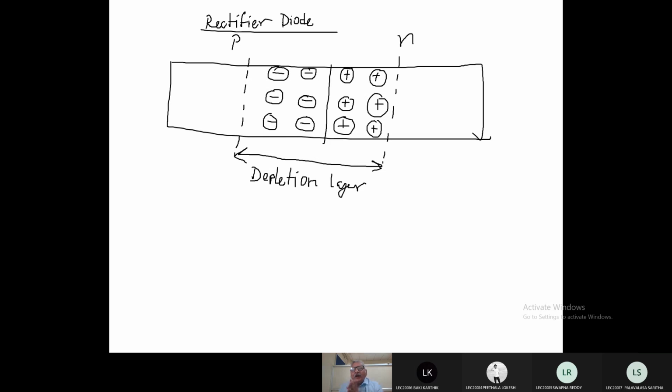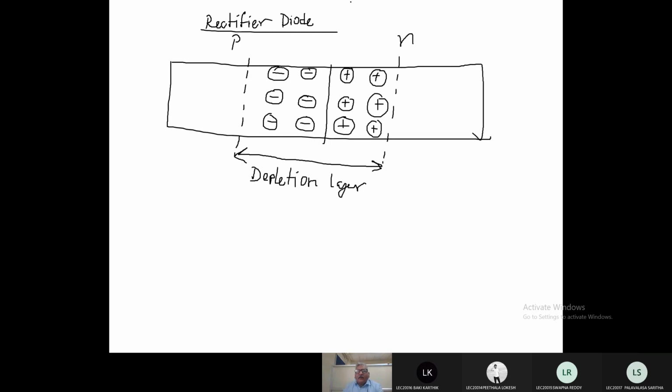Again, I repeat, why do we get this positive ion on the N side? Because we have added a pentavalent impurity, with 5 electrons in the outermost shell. 4 electrons form covalent bonds with the neighboring silicon atoms, and the fifth electron is loosely attached. If that fifth electron becomes free from the pentavalent impurity atom, then the atom will become a positive ion, because it has lost the negative charge.